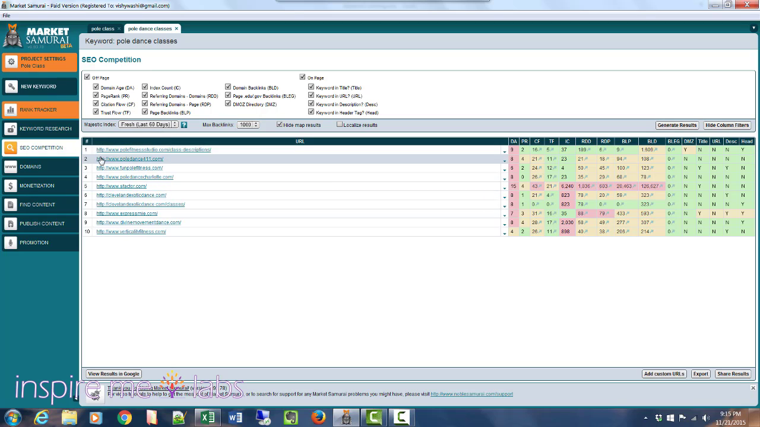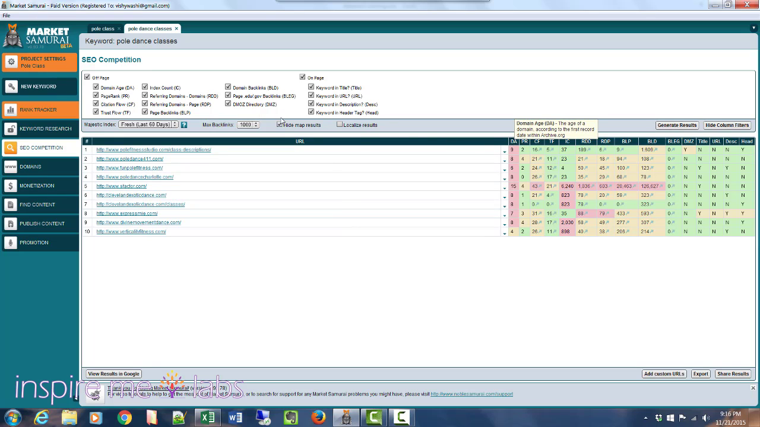So what we have here is the top 10 ranking sites, the ranking URLs for the keyword pole dance classes. Now let's examine each of these columns. Firstly, we're going to leave these numbers over here as default. We want to hide the map results. We really don't want them. We don't want to localize the results to any specific region or country, so we just leave that unchecked unless you're doing local SEO. And we leave the max backlinks as 1,000 because we want it to scrape as much data as it can to get the metrics.